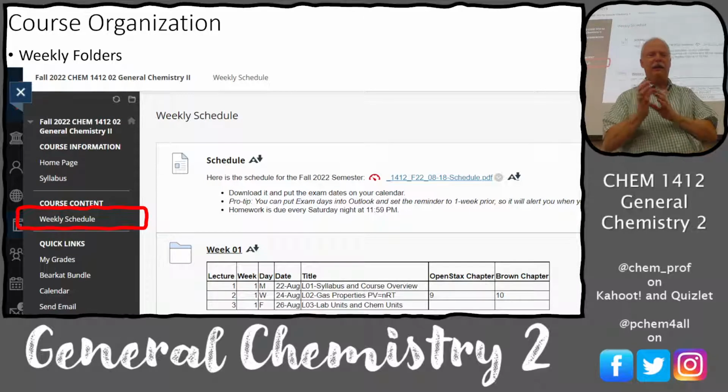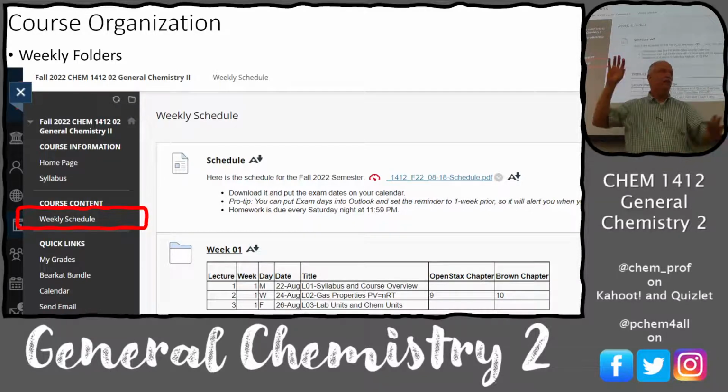Then there's a weekly schedule. I used to have the Blackboard site set up by topic, which I thought was an organized way of doing things. But after COVID, the students were just like, what do I do and where do I go? You've got stuff everywhere. So I really had to lock down the organization of the course to make it easier for the students. And it worked so well, I still do it that way. So every week you have a folder.